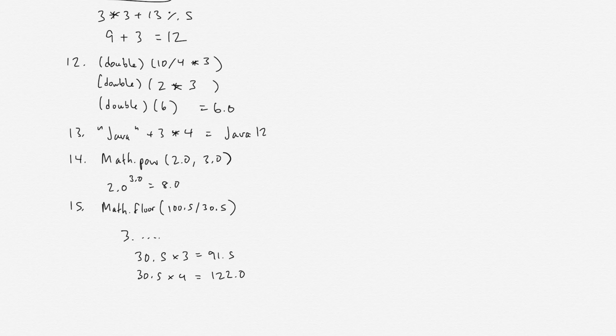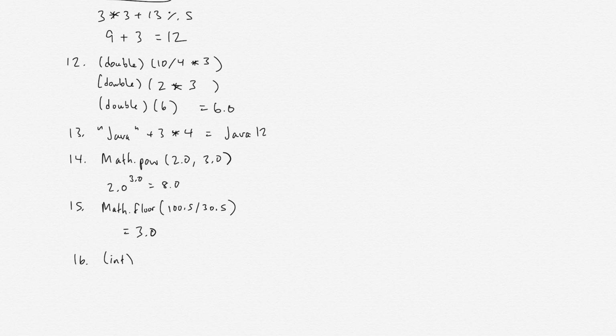But it doesn't matter because floor just rounds down, so I know that the end result is going to be, what, 3 point something rounded down? It's always going to be 3.0. And because we know that floor returns double, we know the result's 3.0. And finally, 16.